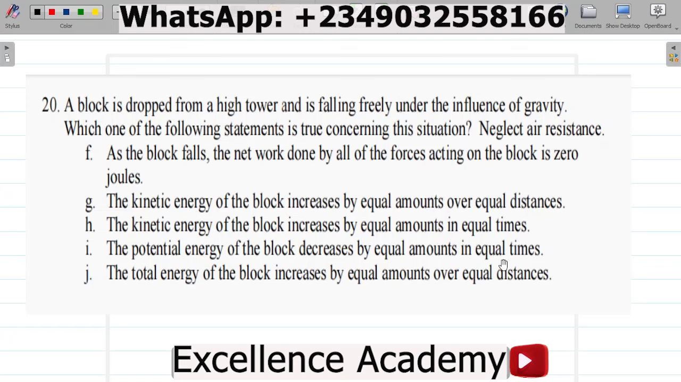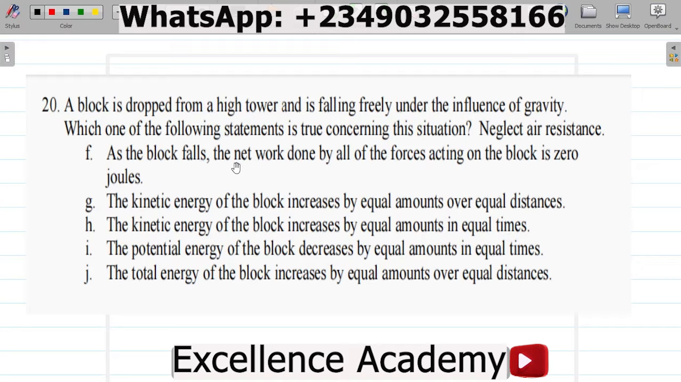Let's look at question 20 of the General Physics Examination Revision questions. Question 20 says, a block is dropped from a high tower and is falling freely under the influence of gravity. Which one of the following statements is true concerning this situation? Neglect air resistance.